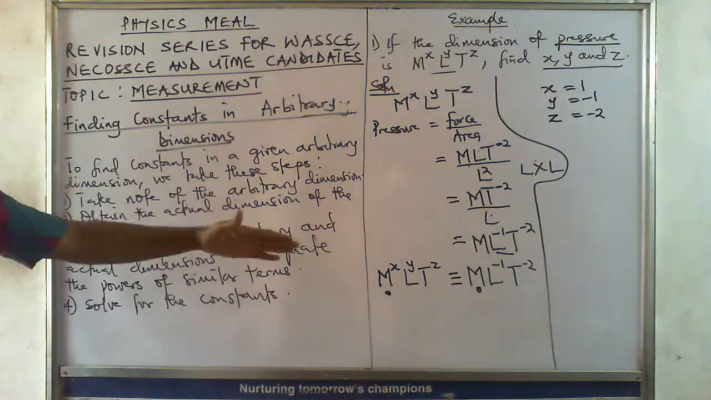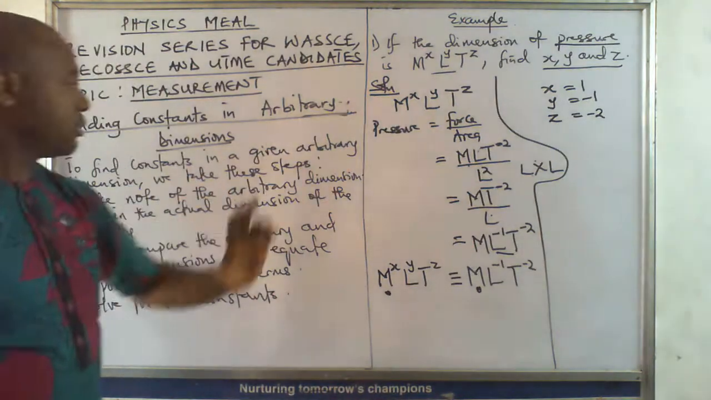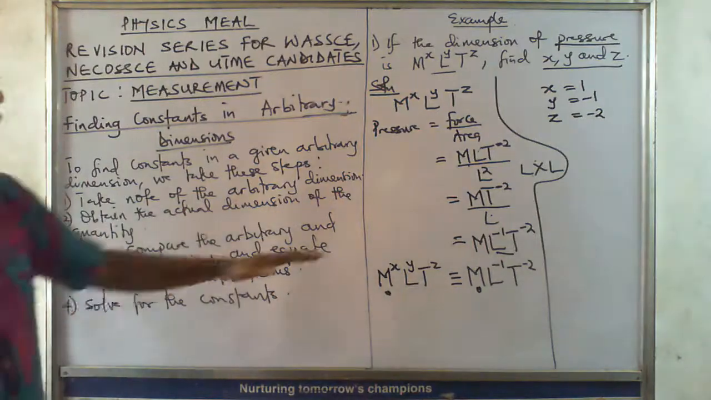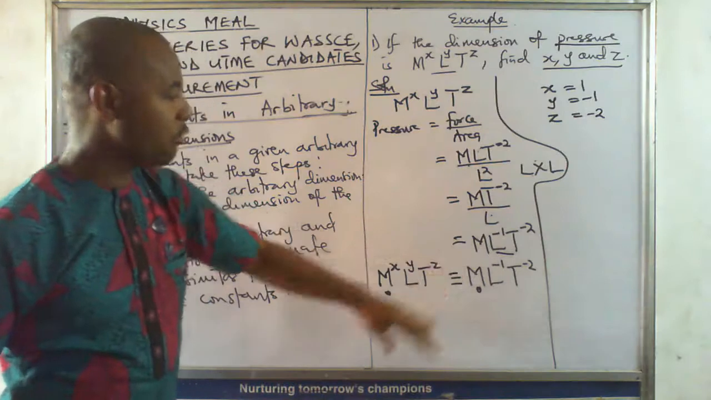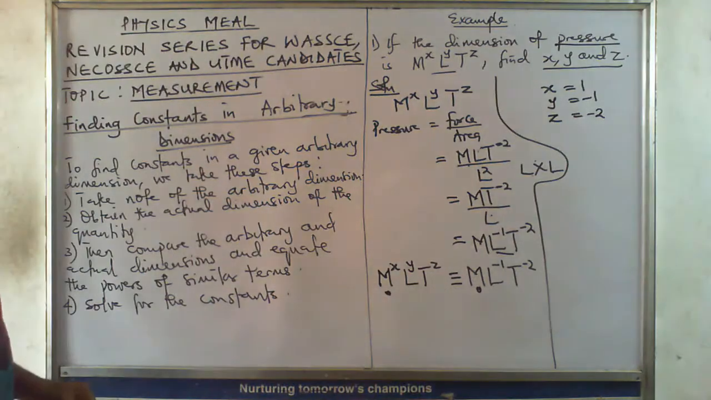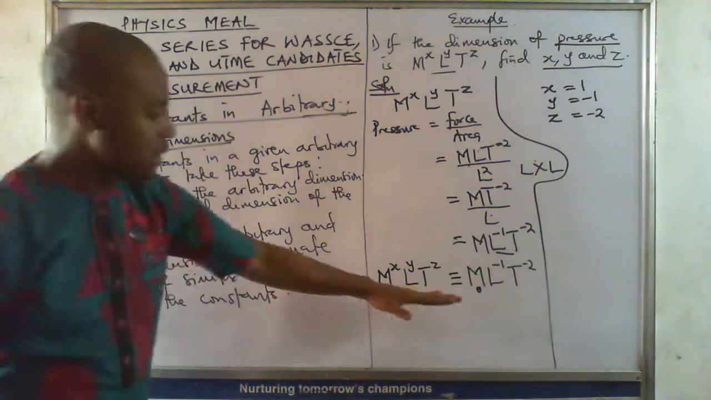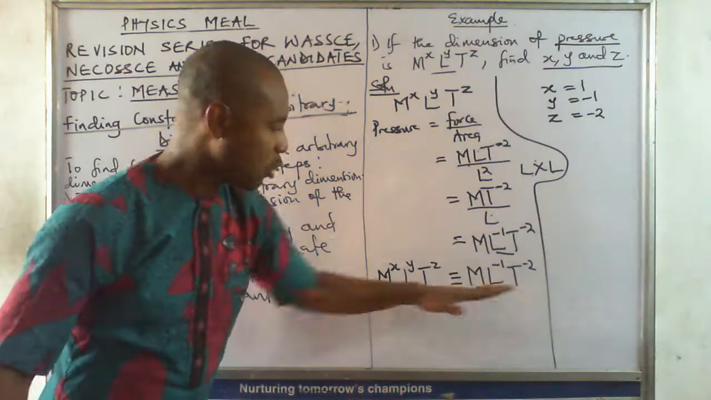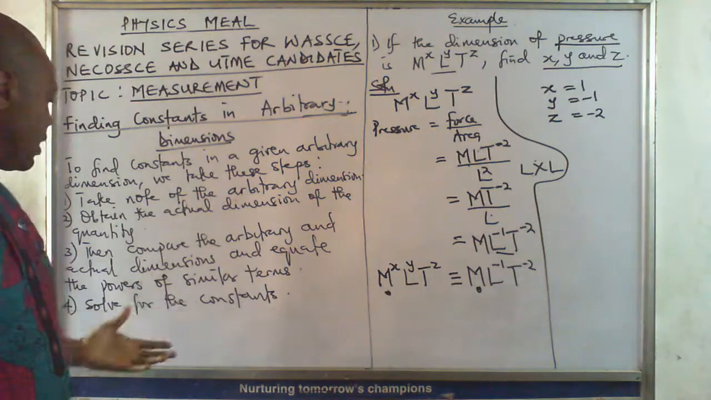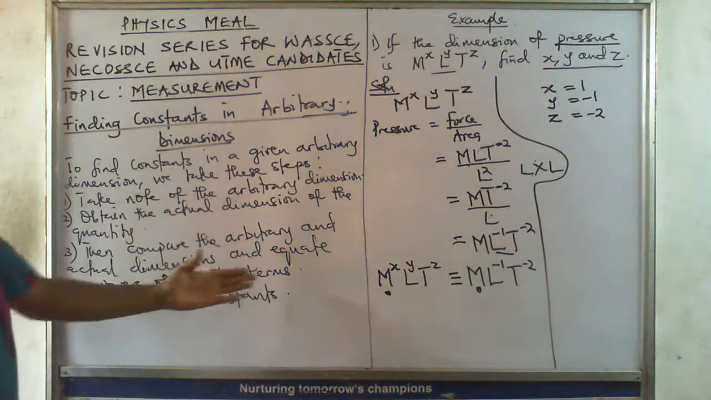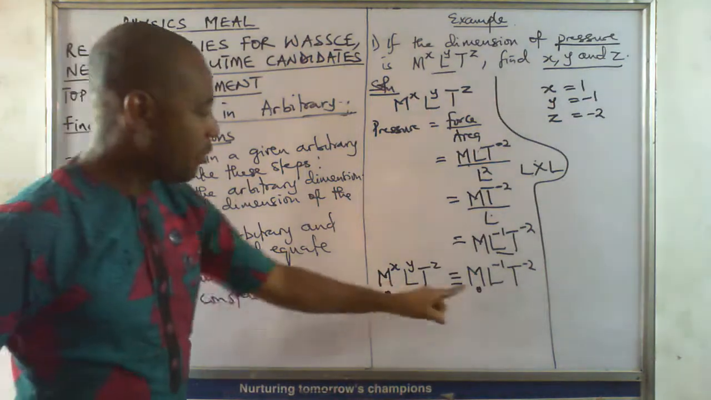Take note of the arbitrary dimension. That's what we have done. Obtain the actual dimension of the quantity. We have obtained the dimension of pressure. Then they said, then compare the arbitrary and the actual dimension. This is the arbitrary, this is the actual. I'm comparing them now. Then the next thing we do is to equate the powers of similar terms.